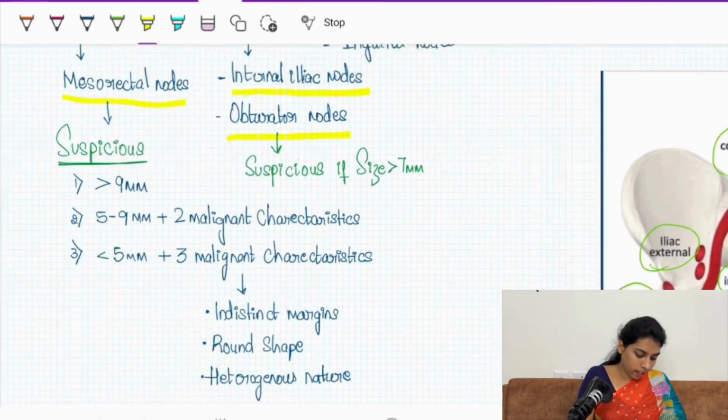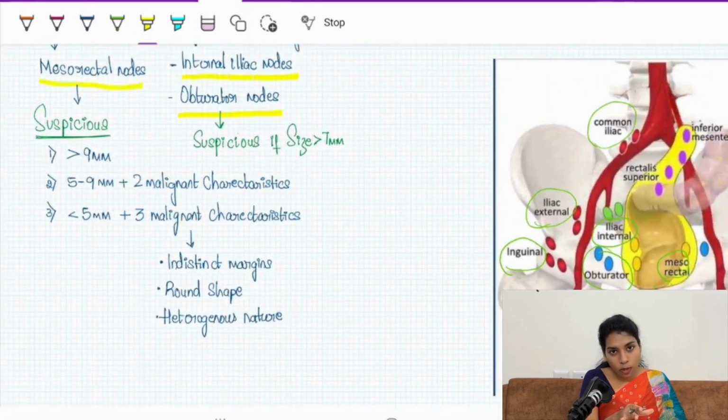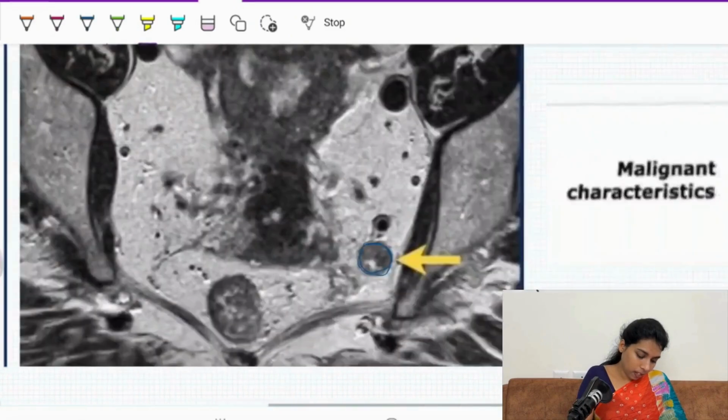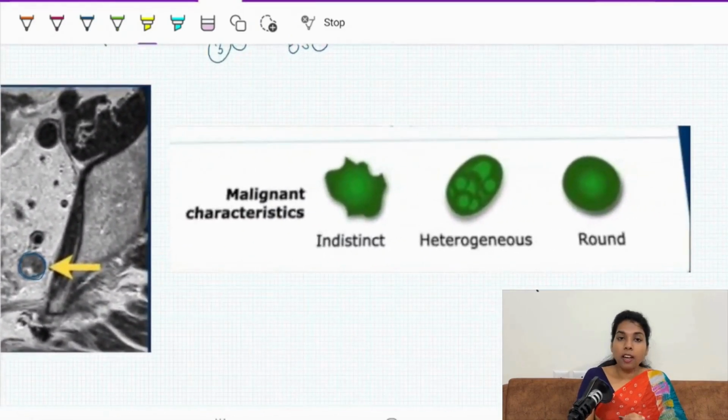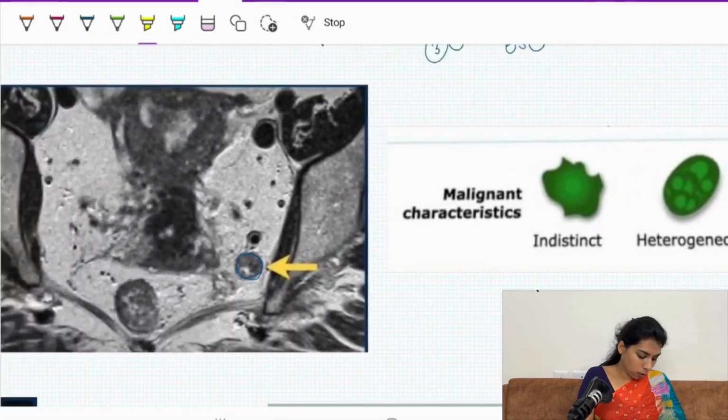Now, do we call any node as abnormal? No, right? Obviously, we can't call it. So, when do you label a node as suspicious or an abnormal node? I'll just show you an example for that first. If a node is having irregular, indistinct margins, or if it is heterogeneous in nature, or if it is round, then we are going to call it suspicious.